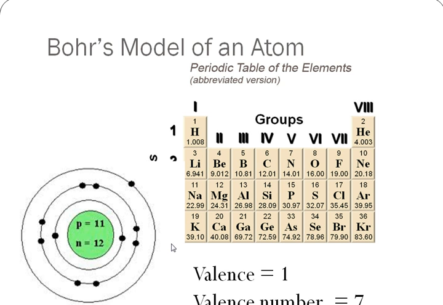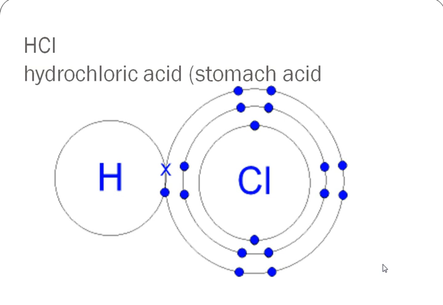So the valence is 1, that's how many it has, and the valence number, if it's going to react with anything but itself, is going to be 7, which is kind of cut off there, sorry. If it's going to react with itself, it's going to be full with 2. That's hydrogen gas. All right, let's look at how these things hook together then.